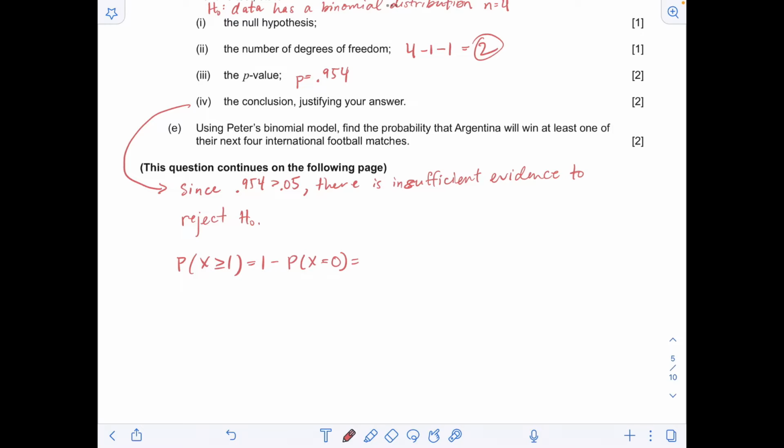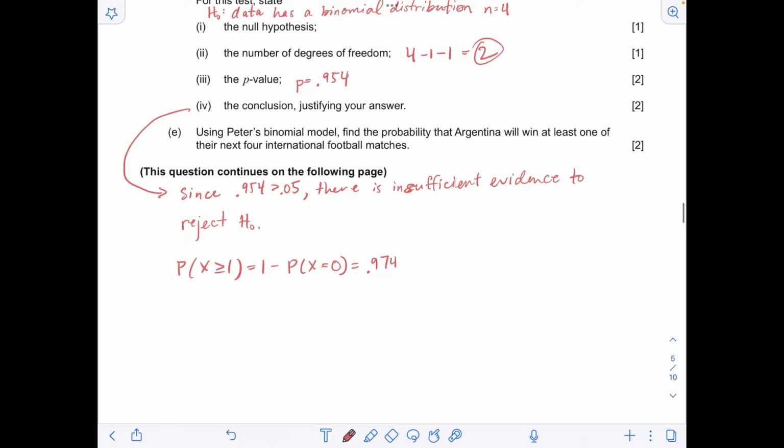And when you do that, you get 0.974. And you might notice that we've already calculated the probability of 0 wins using this binomial distribution, so you could actually just do 1 minus that 0.256 that we already got from part C.